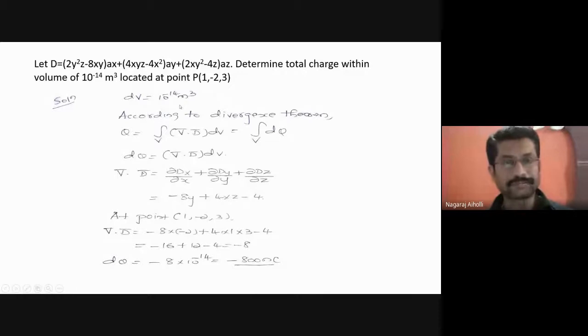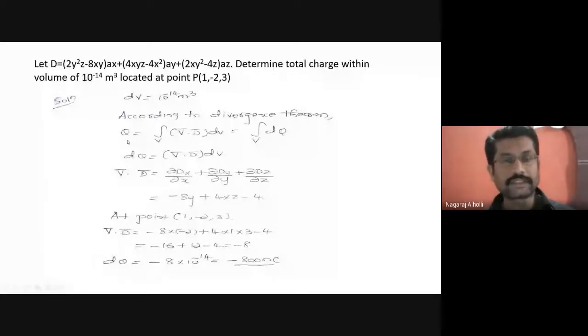Now we know the divergence theorem. What does it state? According to the divergence theorem, the charge enclosed is given by the volume integral of the divergence of the electric flux density with respect to the volume. Q is equal to the volume integral of del dot D bar dv. This is nothing but the integral of the charge with respect to the volume. If you integrate the charge dq with respect to volume, you get the total charge.